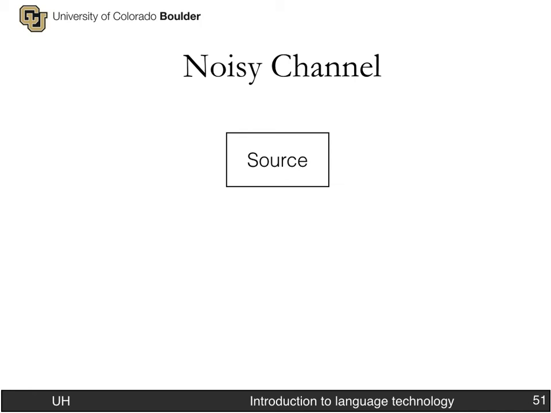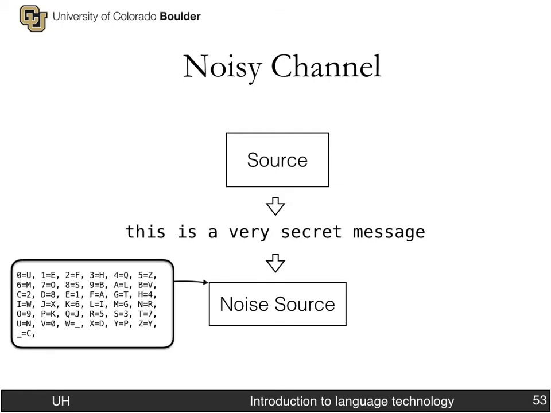So we can formalize this type of task using something called a noisy channel model. So we have some source, which in this case would be a human being writing a message. And then we have some noise source, which in our case corresponds to this replacement table of the substitution cipher. And this substitutes letters with others and gives us this garbled up message.